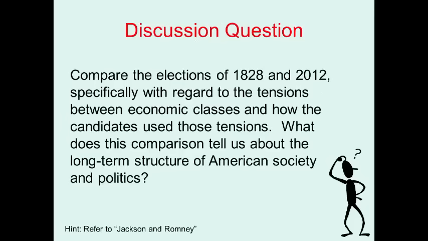But first, this is your discussion question for your outside reading about Jackson and Romney. Compare the elections of 1828 and 2012, specifically with regard to the tensions between economic classes and how the candidates used those tensions. What does this comparison tell us about the long-term structure of American society and politics?